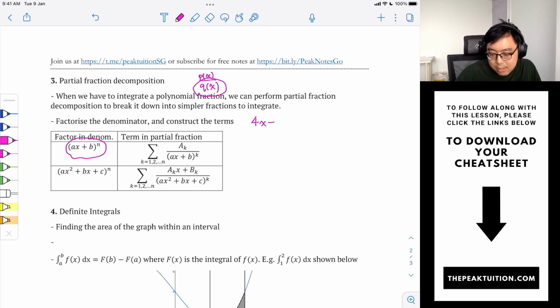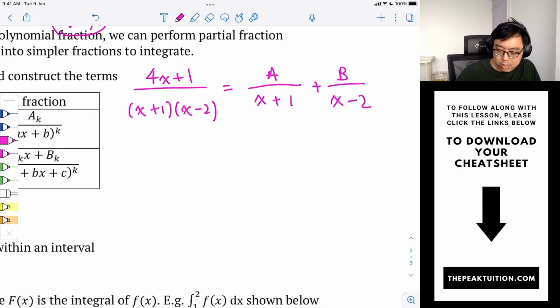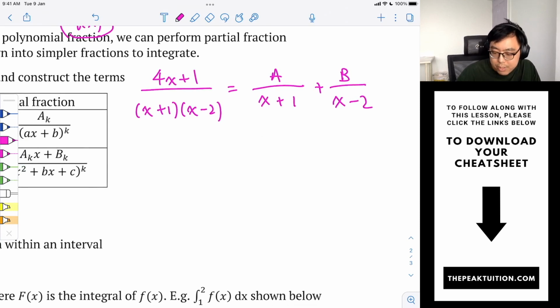So let's say (4x+1) over (x+1)(x-2) equals A over (x+1) plus B over (x-2). To do a partial fraction decomposition, the reason why I write A and B is because these two will be constants. How do we know these two are constants? Because the denominator has a maximum power of 1, and the numerator will have 1 power less. So if let's say the denominator is something like x squared plus 2, then the numerator you have to write ax plus b. Just a thing to take note.